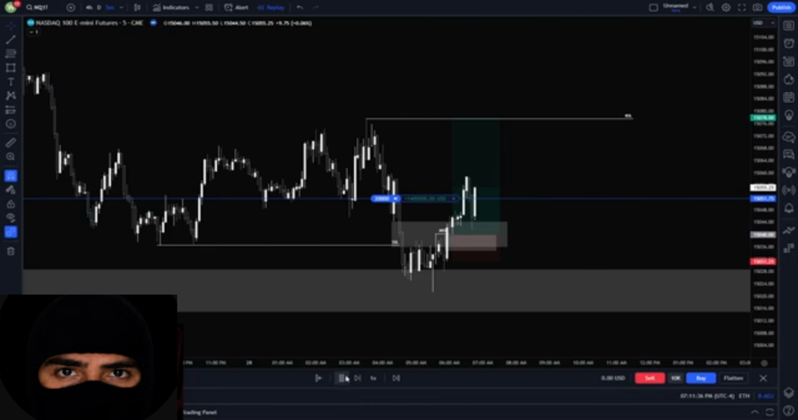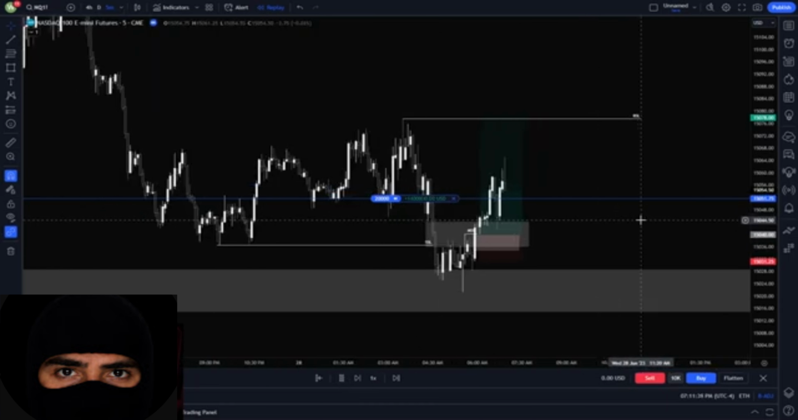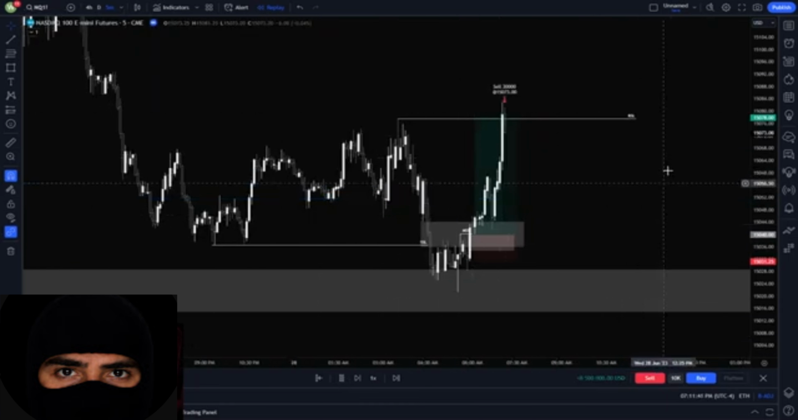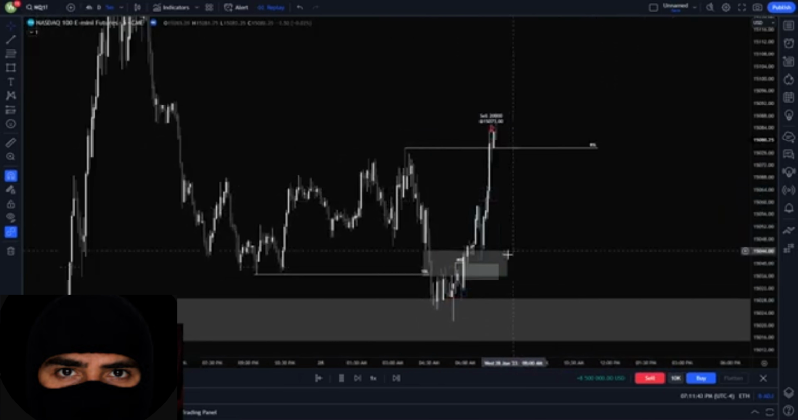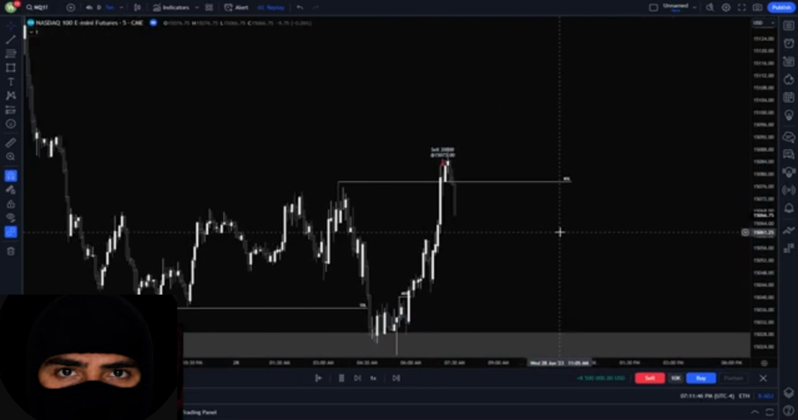End up bouncing. What am I expecting to draw? Every sort of time frame is starting to align. Clear draw on liquidity is that high. There you go. Ends up getting tapped. Now what does this become on a bigger time frame?